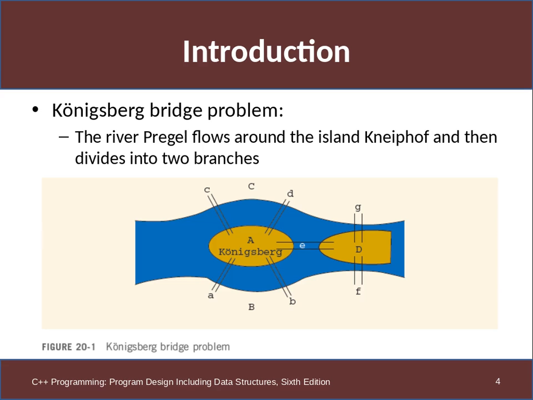So for those that just came in, you can't go in water, and these are bridges. So the little letters are bridges. Bridge C, D, A, B, E, little g, and little f. Is there a path? You can start wherever you want, end wherever you want, but is there a path where you cross every bridge exactly once?